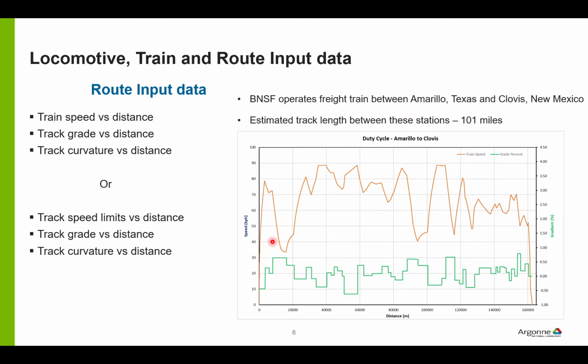So for today's demonstration, we'll be using a route between Amarillo to Clovis, which is in New Mexico, and the estimated length of the route is 101 miles. So you can see how the train speed variation is considered between these 2 points and what is the grade on the track. For this simulation, we haven't considered the curve resistance, but that can also be included if we have the data.